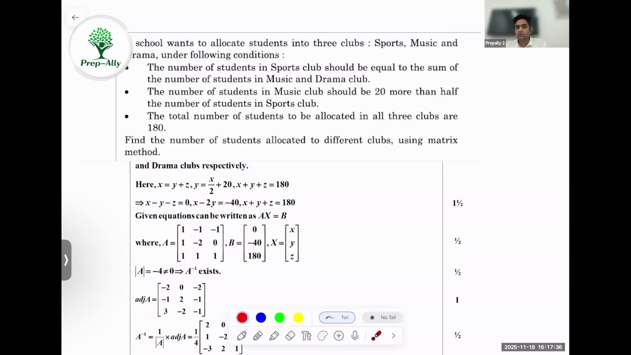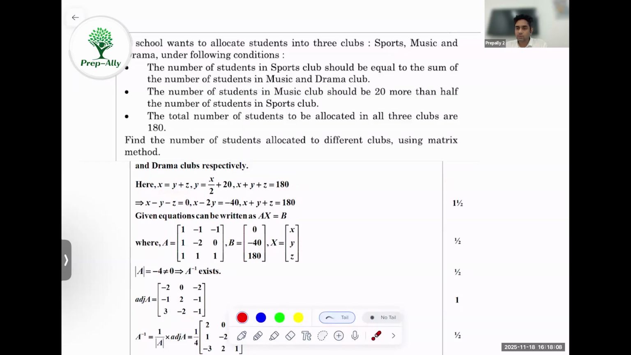So what we will do over here is, if you look at the question, the school wants to allocate students into 3 clubs: sports, music, and drama. This question is more like a word problem where we have to convert these into equations, rather than the equations given in the previous 5-marker question. It's given that the number of students in the sports club should be equal to the sum of the numbers of students in music and drama clubs. That means we have to form an equation. So the first equation will be x equal to y plus z.